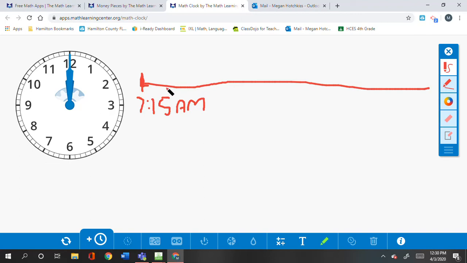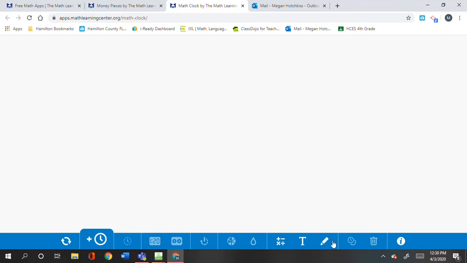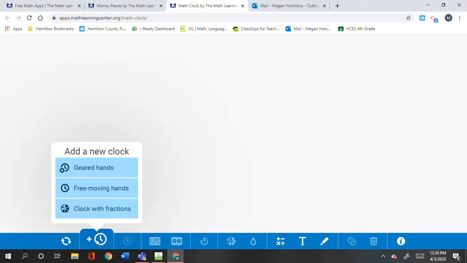do it in 5-minute intervals because there are 1, 2, 3, 4, 5 intervals in the clock. So 1, 2, 3, 4, 5 would be 5 minutes, and that would make that 7:20. Oh, I'm not liking this. Let's see if we can't get some elapsed time here.